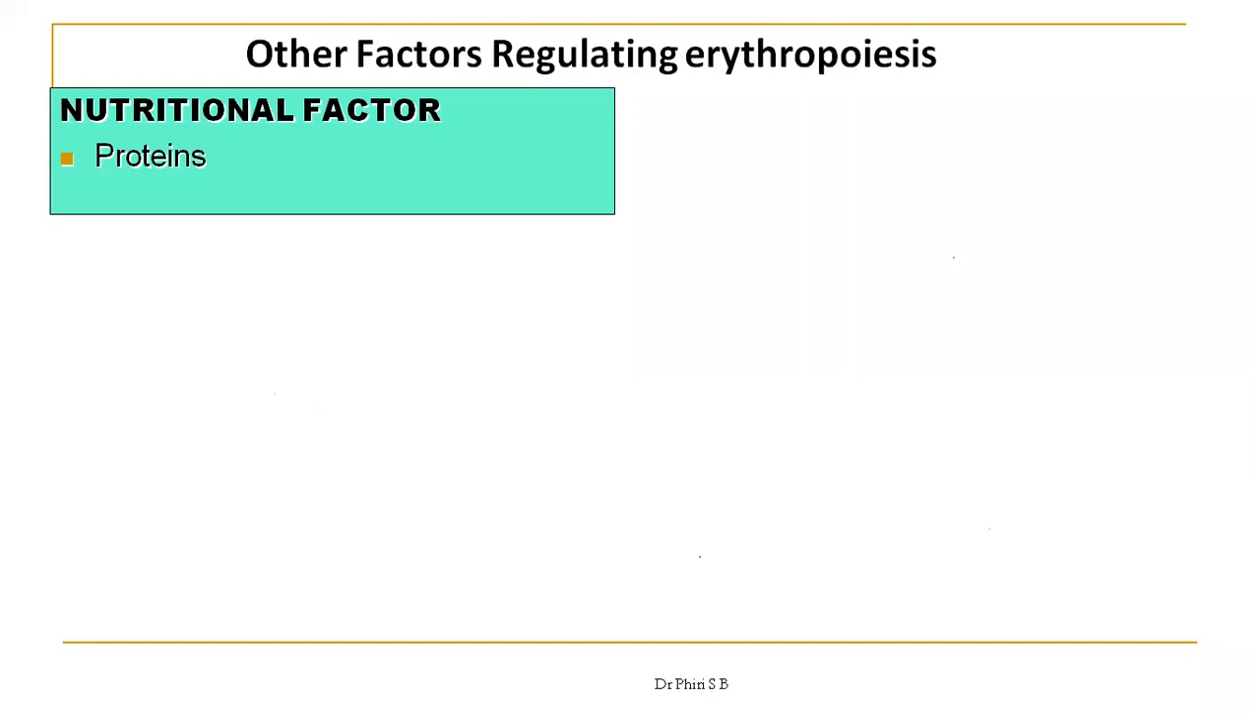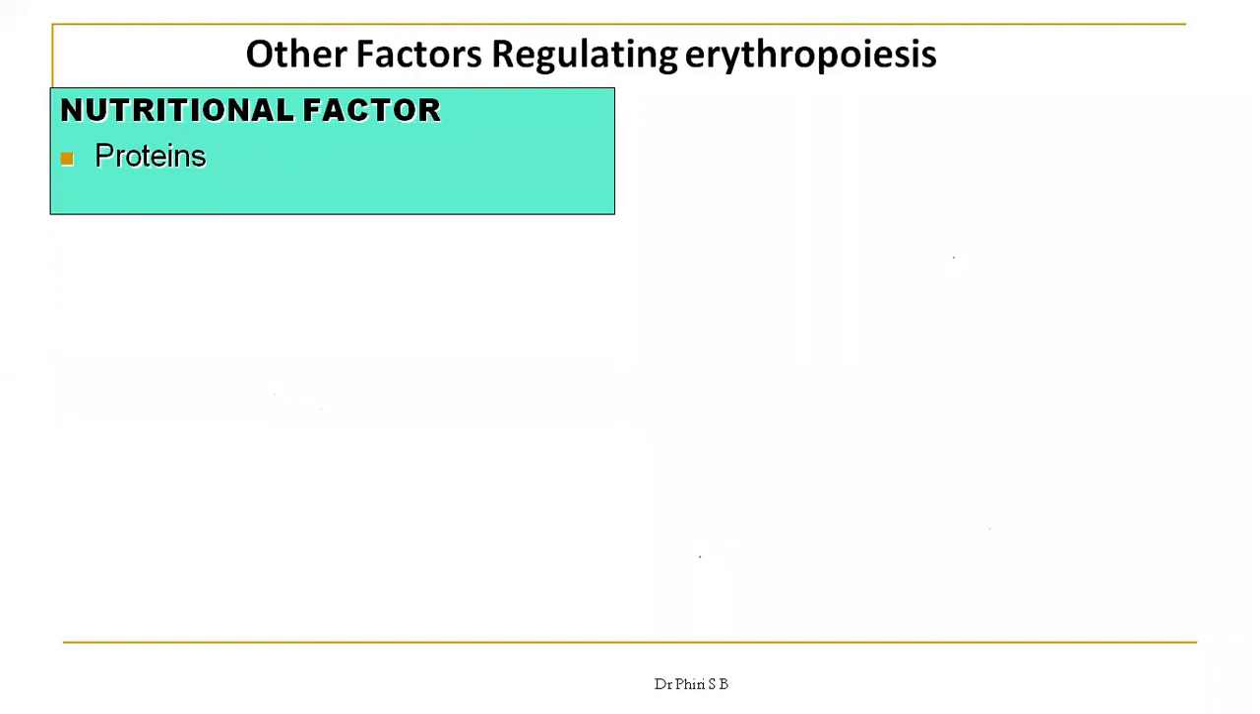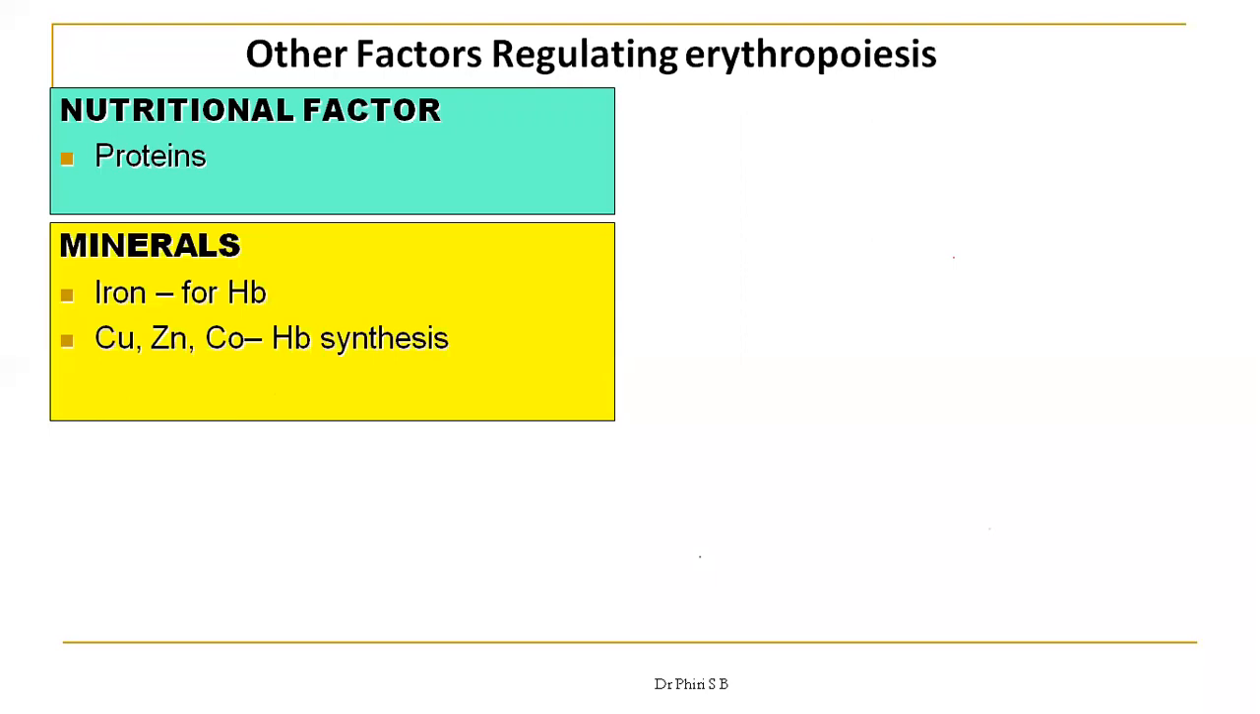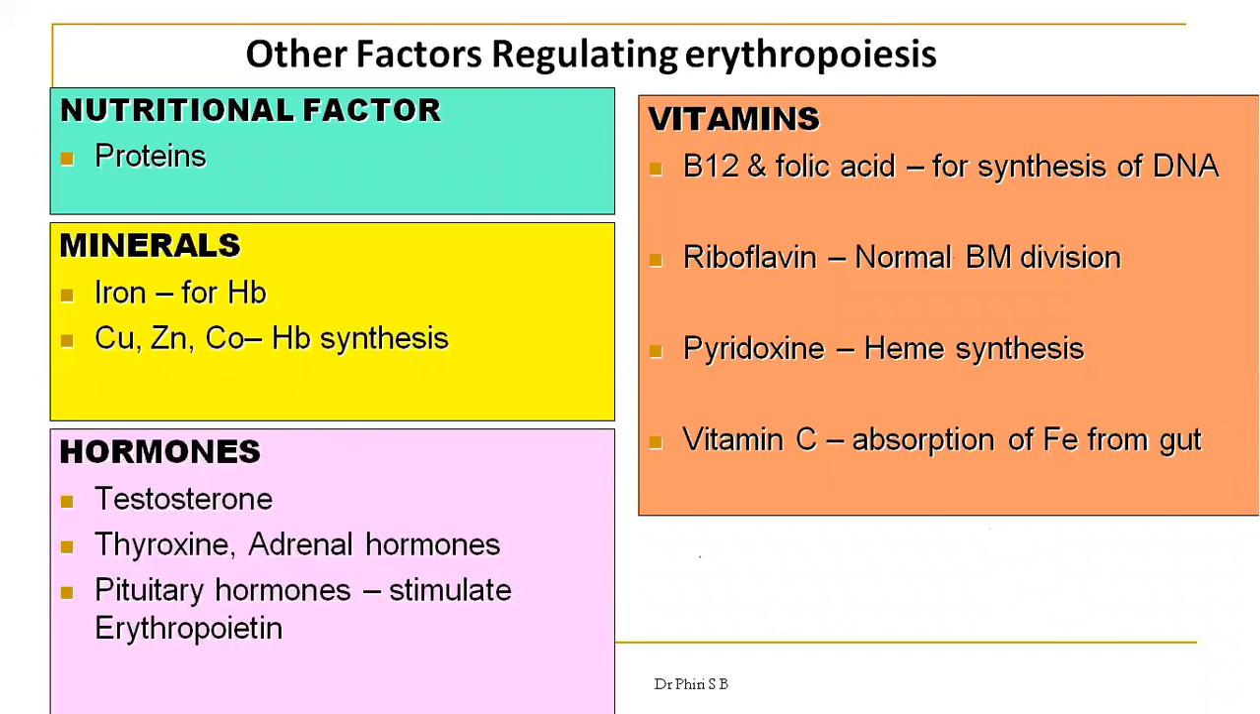You have nutritional factors like food, like proteins, because you need the production of hemoglobin. Hemoglobin mainly is formed from amino acids. So you need your proteins, then you need your minerals, the iron, copper, zinc, cobalt, that are involved in hemoglobin synthesis. And then you have vitamins, B12, folic acid, riboflavin, pyridoxine, and vitamin C.